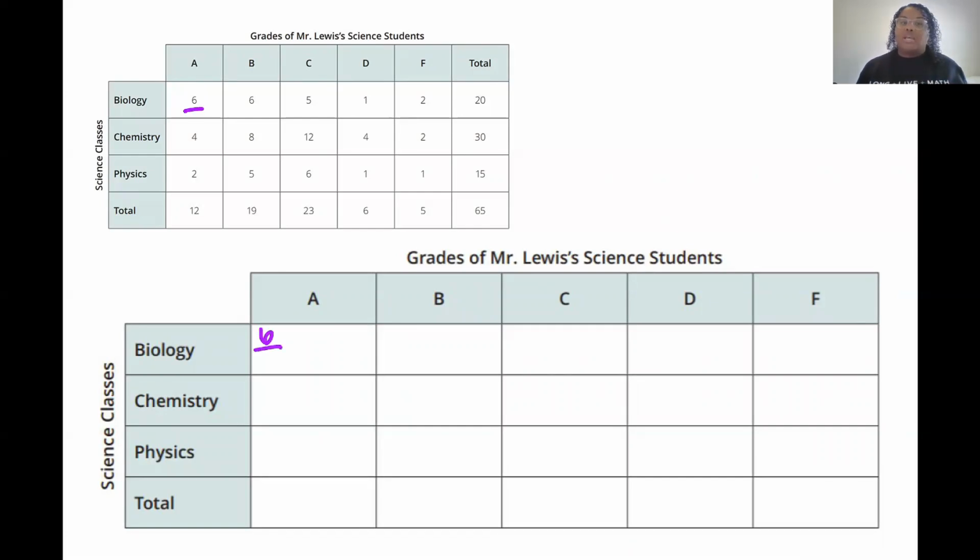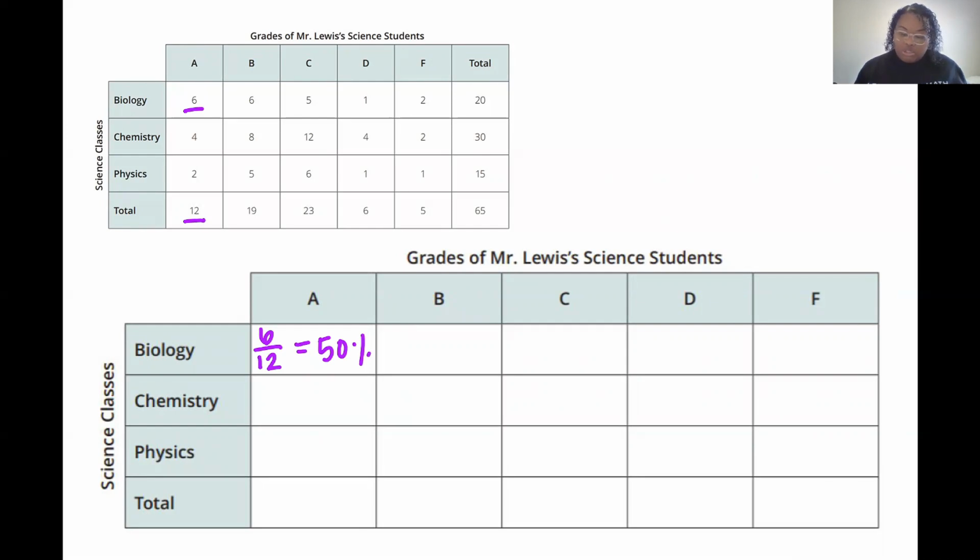Out of this time, instead of looking at the total that are enrolled in that course, we're going to look at the 12 total students that received an A. So again, relative to the students that received the same letter grade. So 6 out of 12 of them are enrolled in biology, and that is equal to 50%. Let's do a couple more examples here.